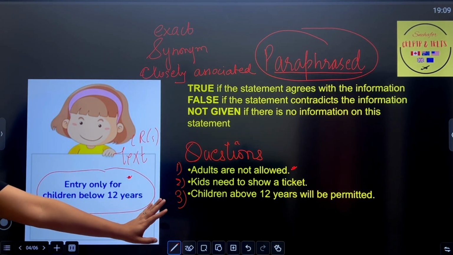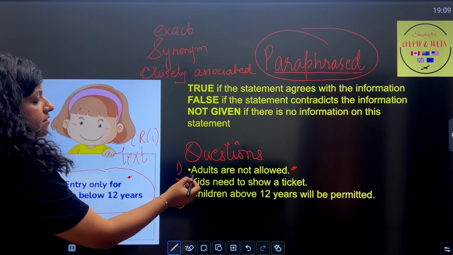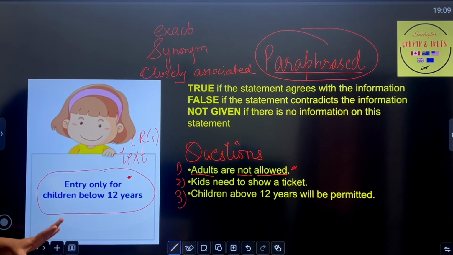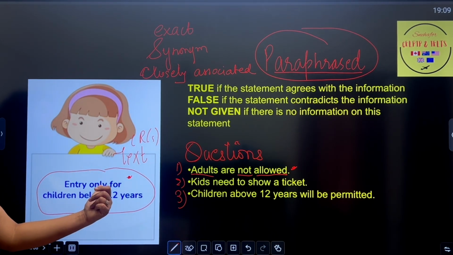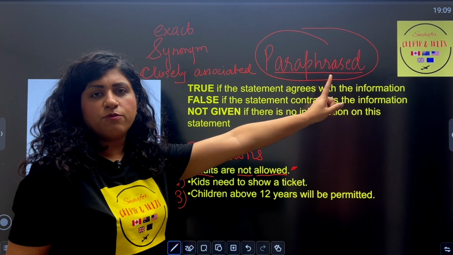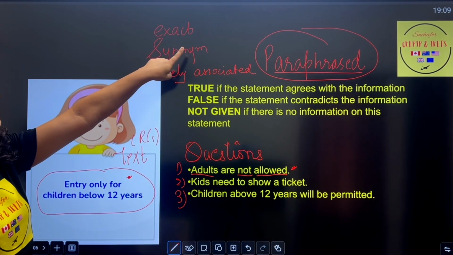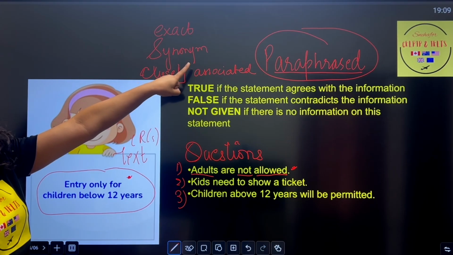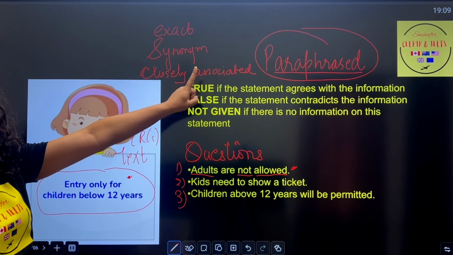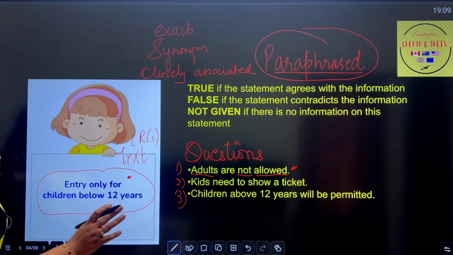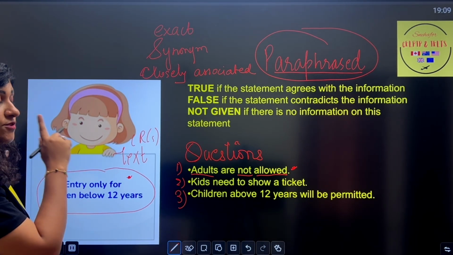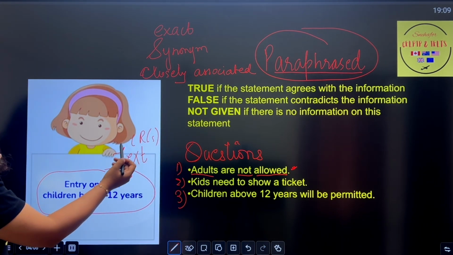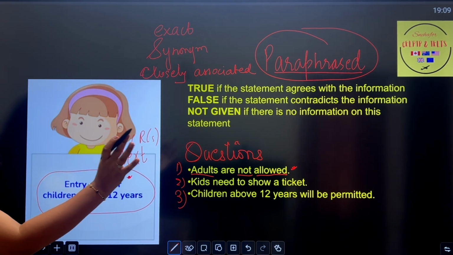Now if you look at this question, my keywords are adults, not allowed. So these are the keywords I'm going to focus on in the text. And since I know paraphrasing would be used, I will see if I can find some exact word, or synonyms, or closely associated words. But one thing is sure, that if it's true, the information of the question will completely agree with the information of the text. Meaning will be same.